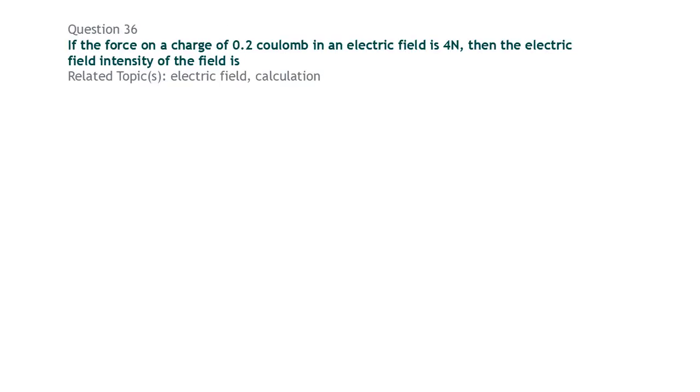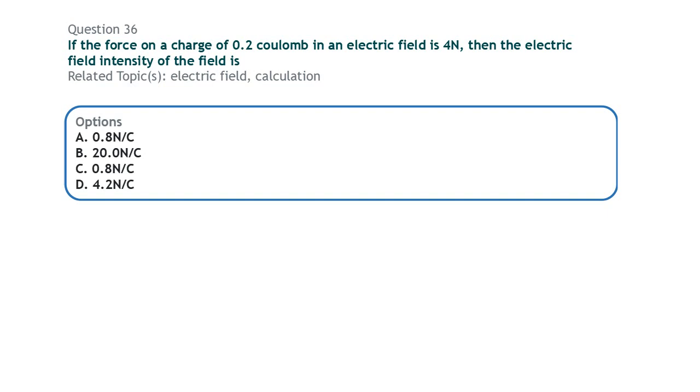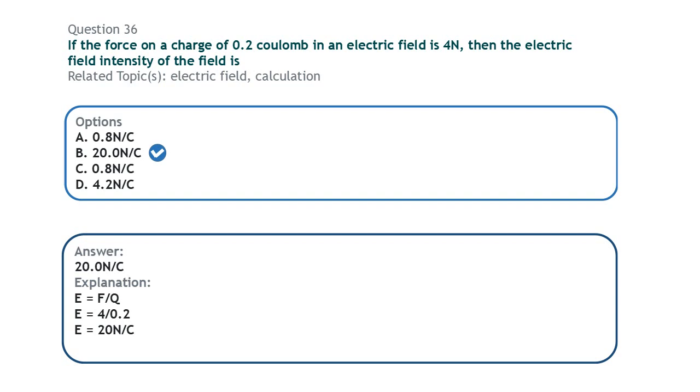Next, if the force on a charge of 0.2 coulombs in an electric field is 4 Newton, then the electric field intensity of the field is. Alright, here we have the charge Q as 0.2 coulombs and the force as 4 Newton. The electric field intensity is equal to the electric force over the charge. So you have the electric force as 4 divided by the charge 0.2. 4 divided by 0.2, that is 20 newtons per coulomb.